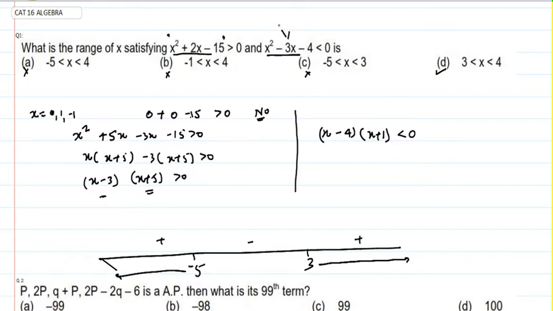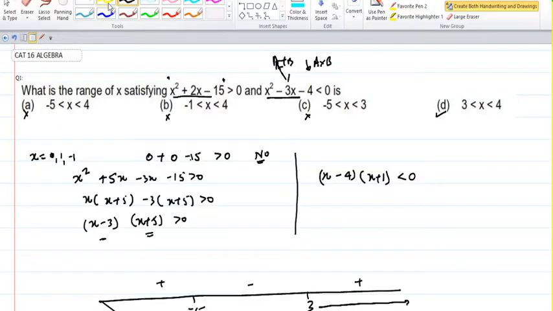I broke this down as the sum of two terms and this one as the product of the same two terms, that is minus 4 and 1. Now here, see, 4 is a root point and minus 1 is a root point. So the right side is positive, then negative, then again positive. Here I want values below 0. So below 0 is negative, that is between minus 1 and 4.